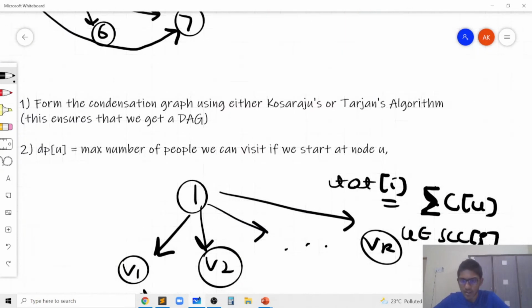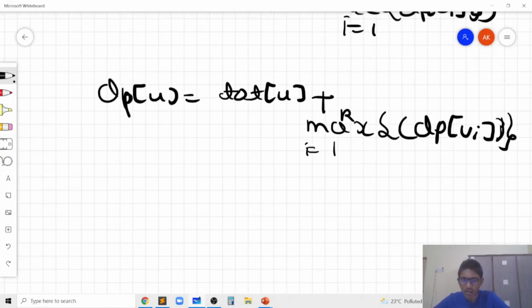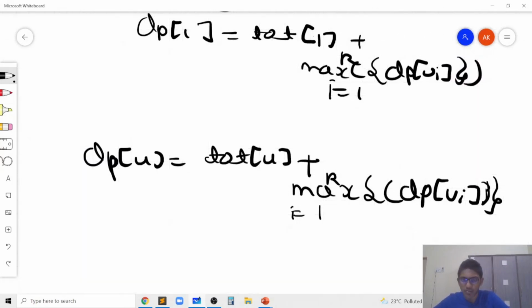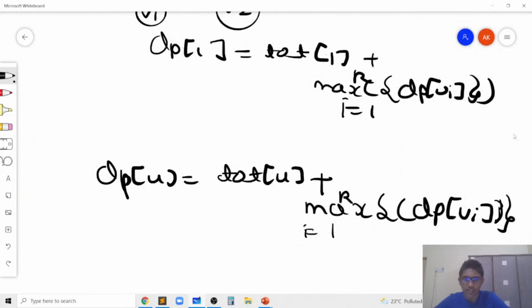And in general, this will easily work because we need to find the maximum number of people which we can visit, and since the condensation graph is a directed acyclic graph, we can just use dynamic programming in this manner to find the maximum number of people you can visit if you start at node u. So now I'll just show you the code implementing the same idea.